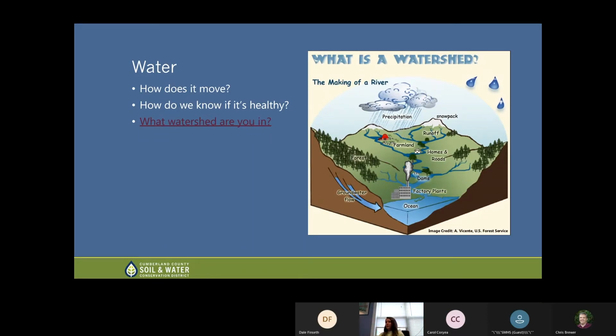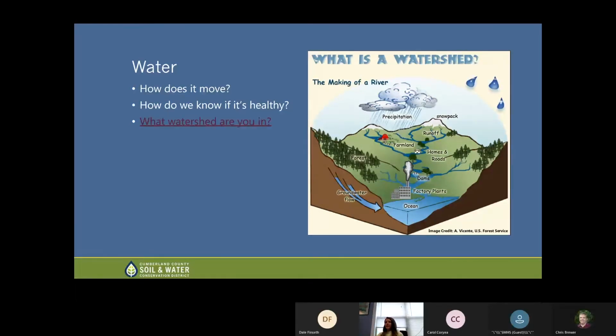Some of the things that we look for to see if water is healthy is going to be having a lot of diversity. That might be the things that are living there. And it might also be the habitat as well, because to support a lot of different types of species, you also need to have a lot of different types of habitats for those creatures and plants to live in.